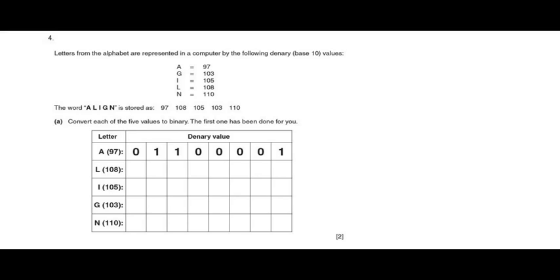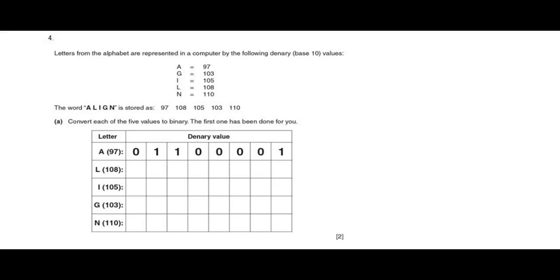What is meant by ASCII? ASCII stands for American Standard Code for Information Interchange. Each and every character on the keyboard has a corresponding ASCII code. These ASCII codes are in the form of denary values, like A equal to 97, B equal to 98, C equal to 99, and so on.